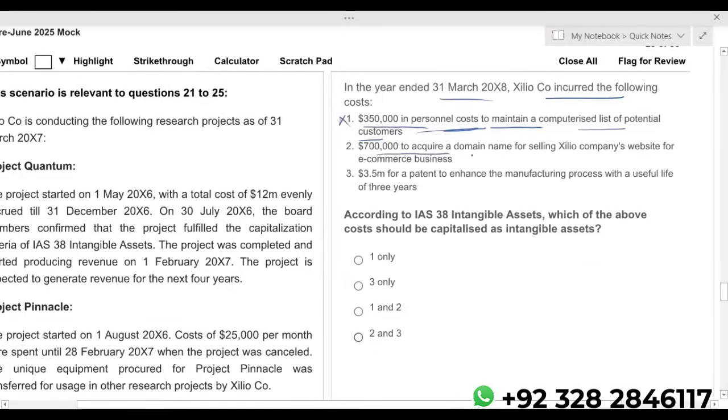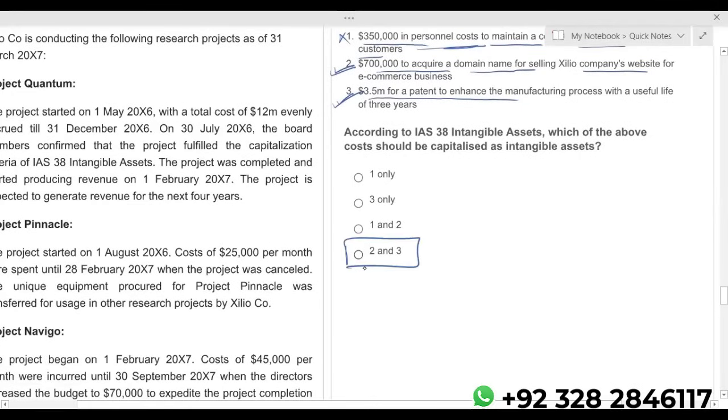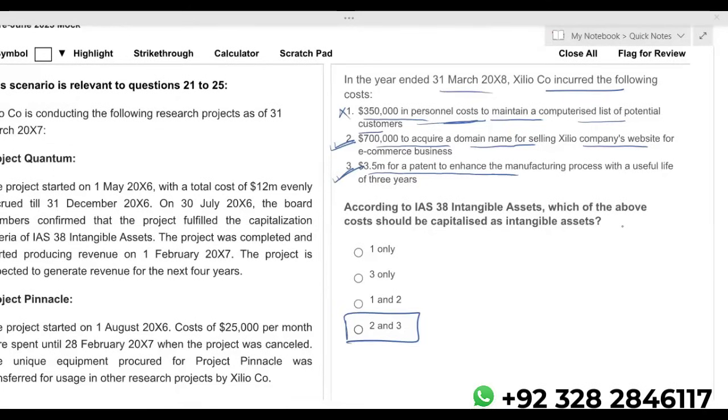700,000 to acquire a domain name for selling Exilo company's website. Yes, the domain name you will capitalize. Look at the amount, 700,000. 3.5 million for a patent to enhance the manufacturing. Yes, you will capitalize. So logically 2 and 3 will be capitalized. So that is all about the last one.